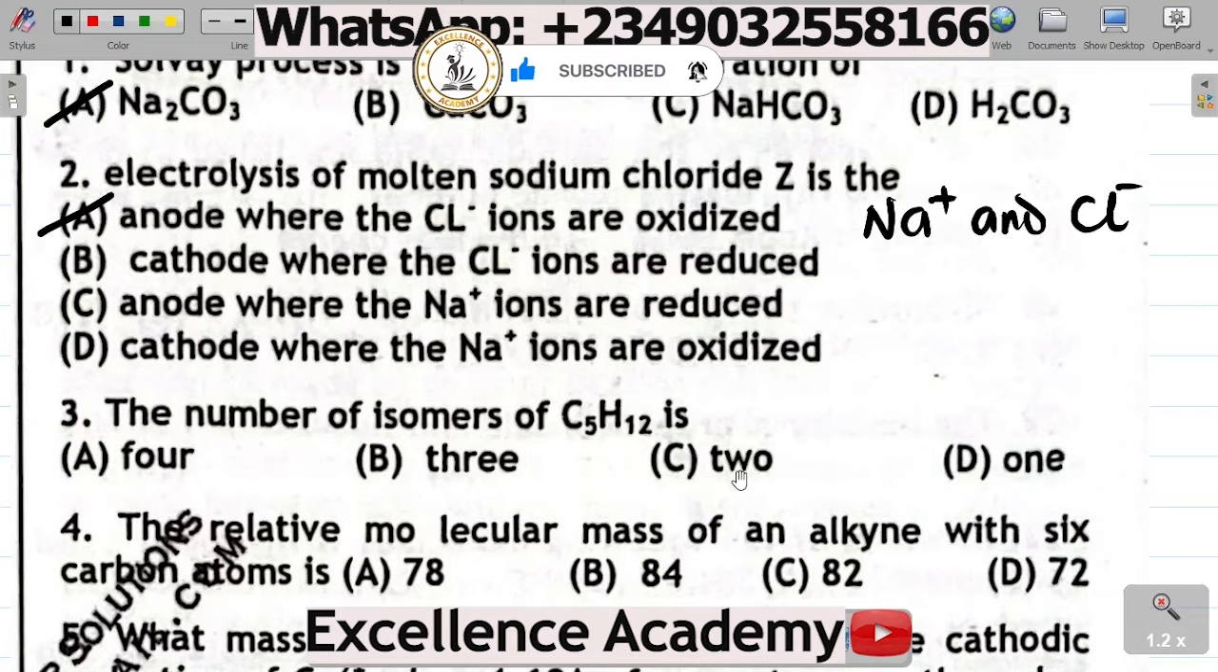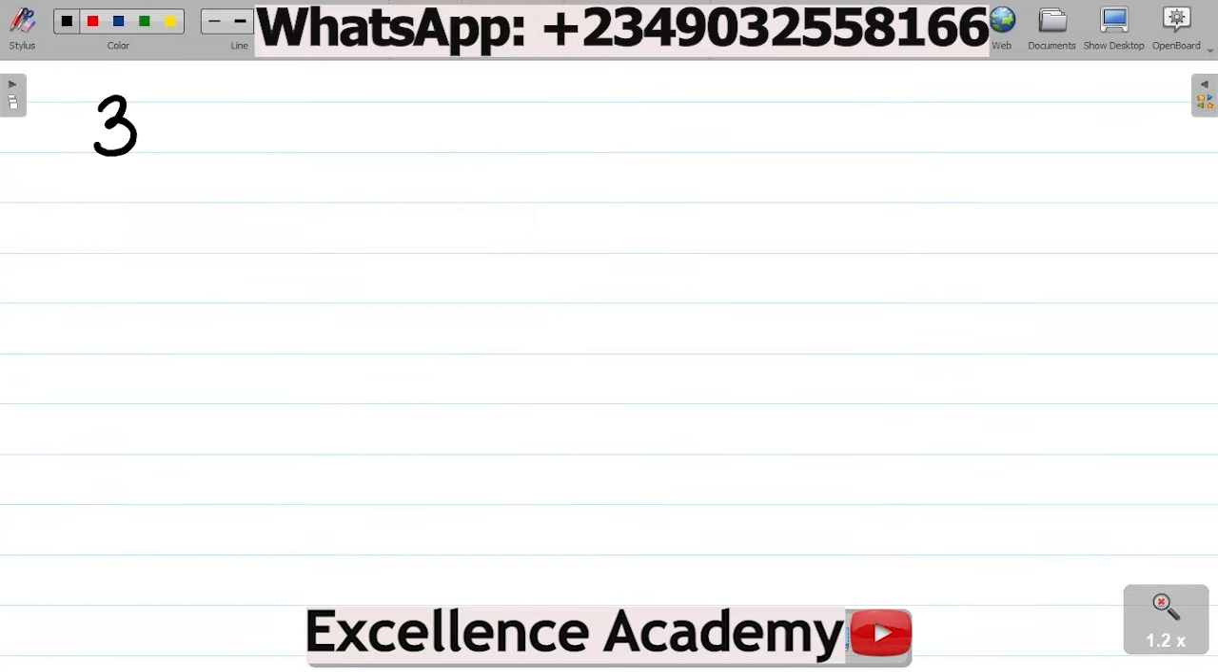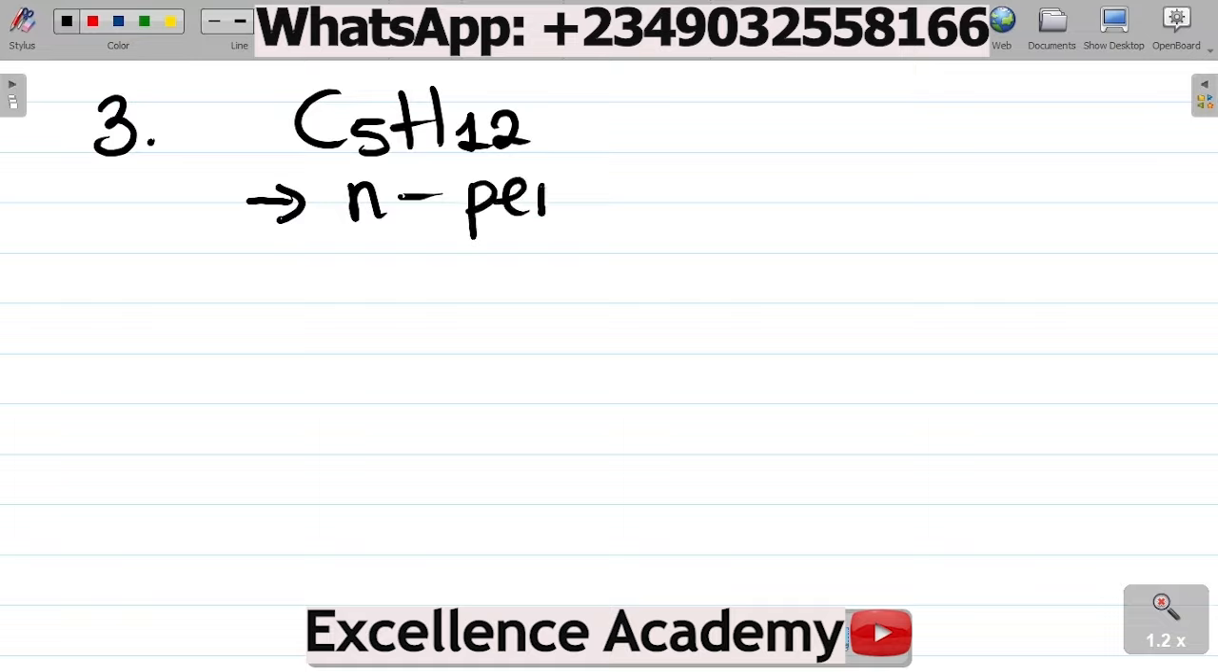So next up, question 3 says, the number of isomers of C5H12 is A, 4, B, 3, C, 2, D, 1. So what's the answer for this question? Now for this question number 3, you want to take note that C5H12 actually has 3 isomers. The first isomer there is your normal pentane. So you have n-pentane. That's your first isomer.